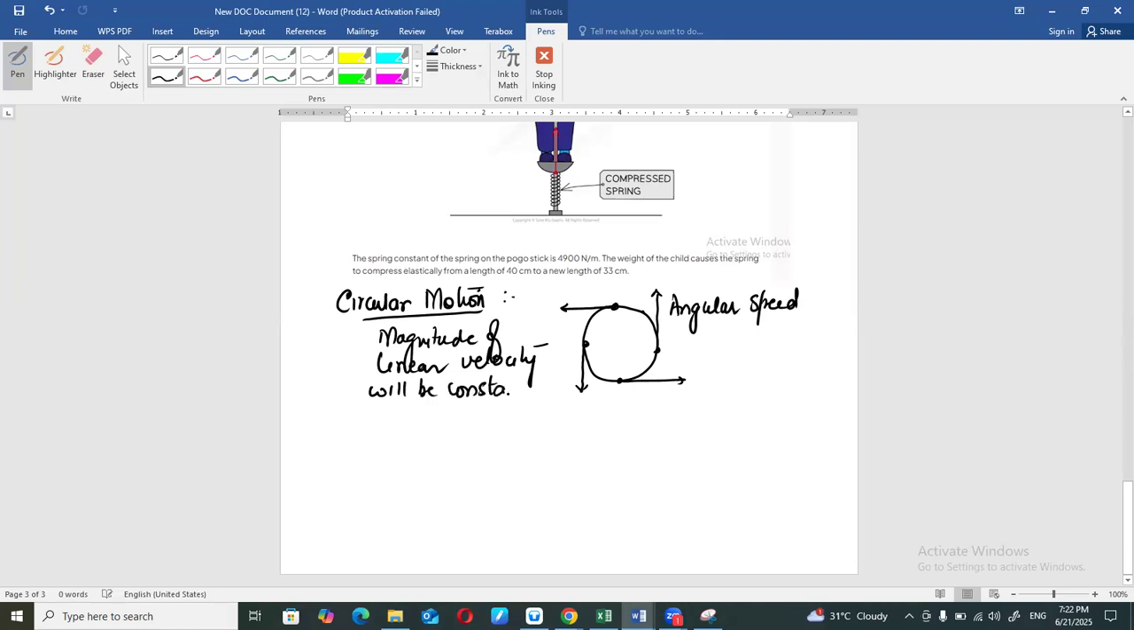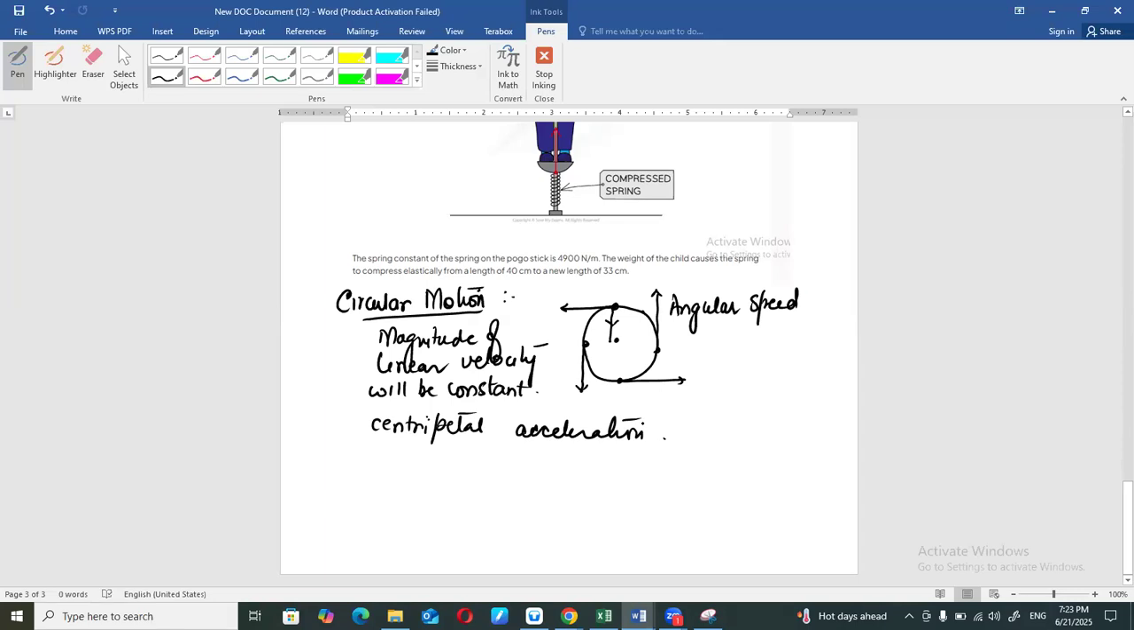But the problem is started. My question is, if the body is moving with a constant linear velocity, will there be any acceleration produced? Because magnitude is constant. Yes, there will be an acceleration because there is a change in the direction of the velocity. And that acceleration is acting towards the center. So acceleration will be produced, and that acceleration is called centripetal acceleration.